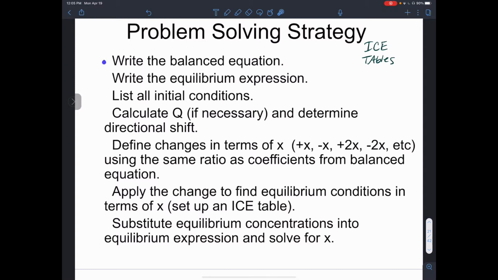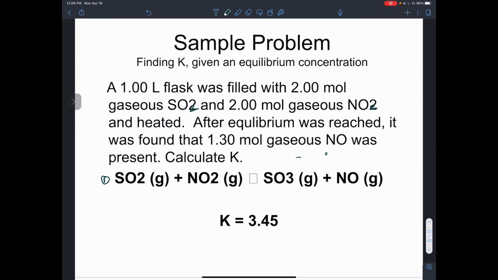So we'll write the balanced equation, write the equilibrium expression, list all the conditions, calculate Q so that we know what to expect, and define the changes. I'll show you how to do this using the coefficients from the balanced equation, apply the ICE table, and substitute the equilibrium concentration. Seems like a lot of steps. It won't be once we try to apply them. Let's try a sample problem.